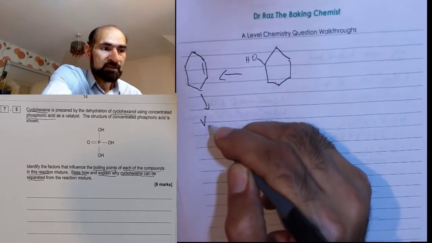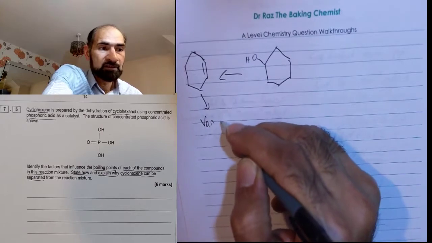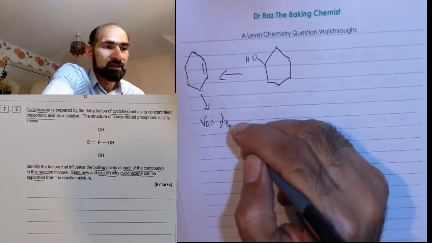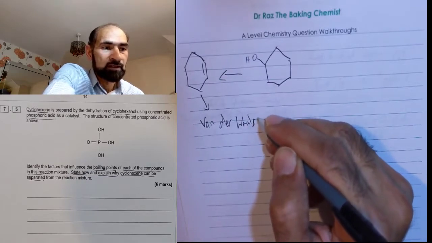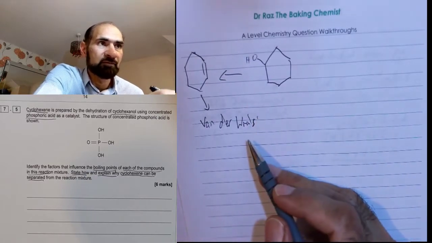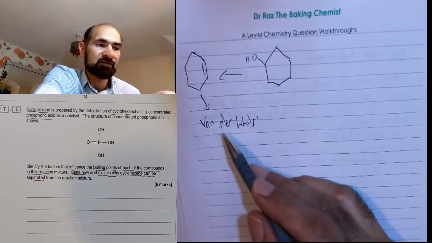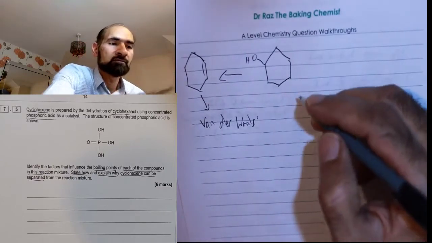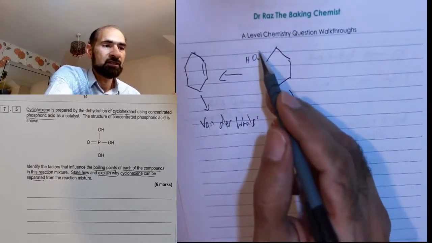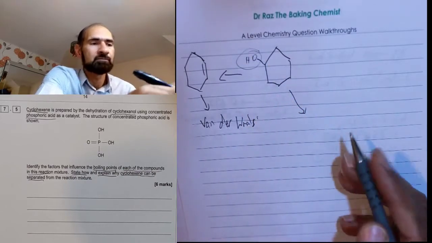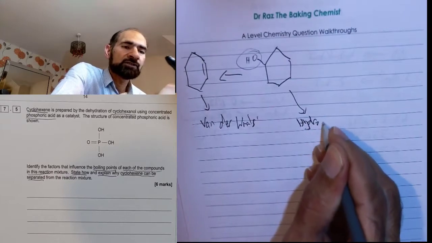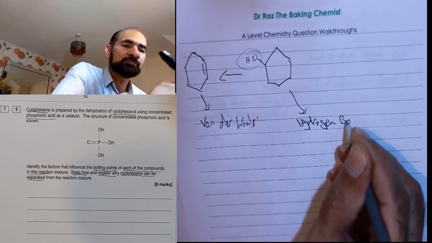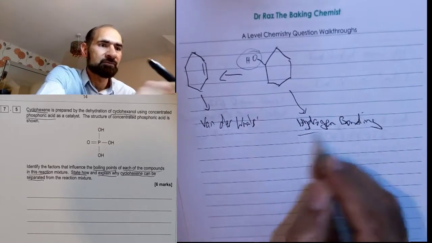So I'm going to put down van der Waals, D-E-R, and the apostrophe is after the S, not before. Okay, so that's van der Waals forces. Now obviously you should know immediately OH bond, hydrogen bonding. So this definitely has hydrogen bonding between the molecules. So that's the hydrogen bonding.